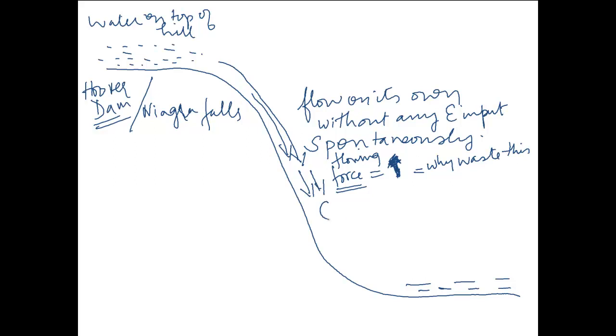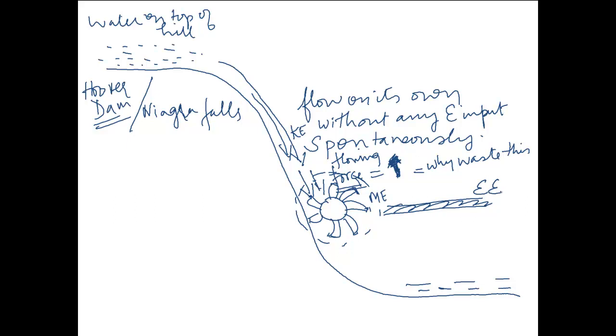Let me put a turbine here. A turbine is like something with blades, and this turbine might move because of the water falling on it, and it might move real fast. Now this moving real fast means this kinetic energy was converted to mechanical energy, and that mechanical energy can be trapped to make electrical energy, yeah? And this is the basis of your hydel power projects.